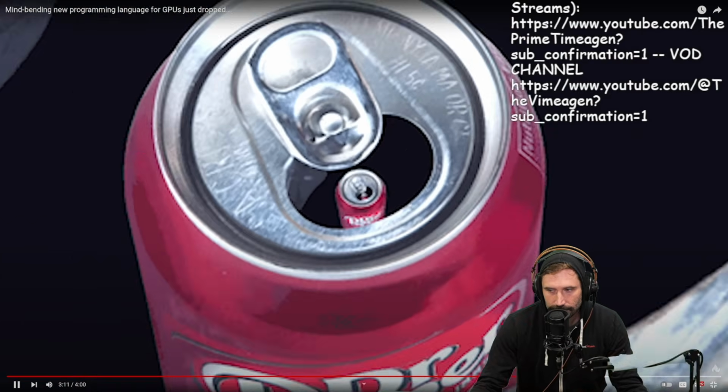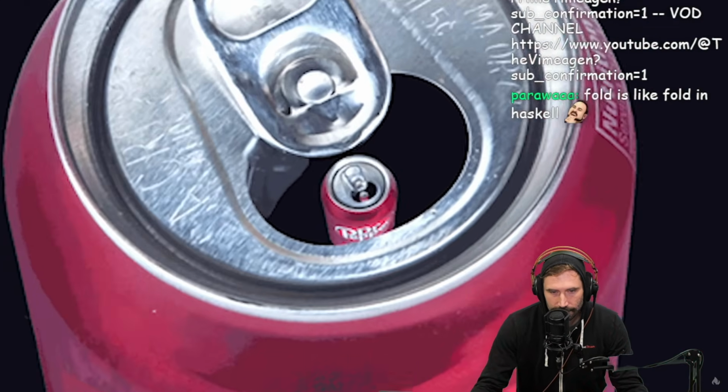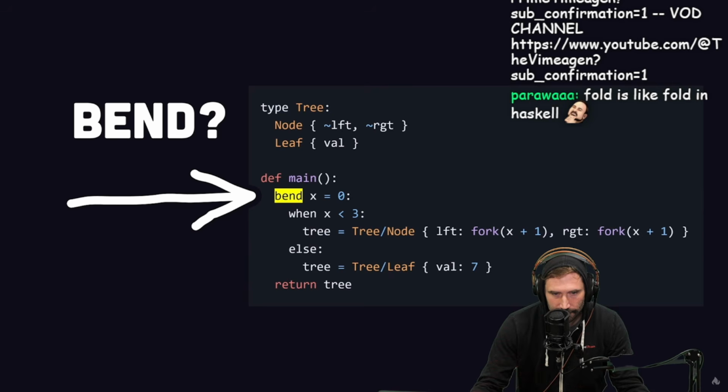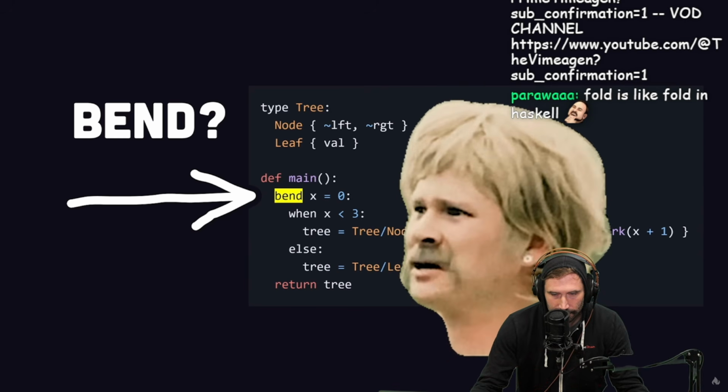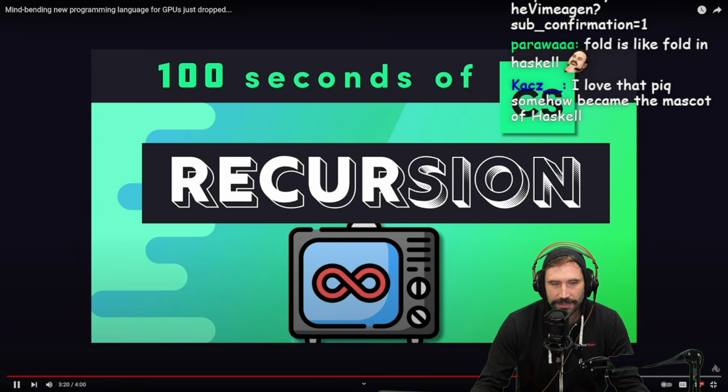List or a tree. But first we need to construct a recursive data type, and for that we have the bend keyword, which is like the opposite of fold. Now if that's a little too mind-bending, maybe check out my back catalog for recursion in 100 seconds.